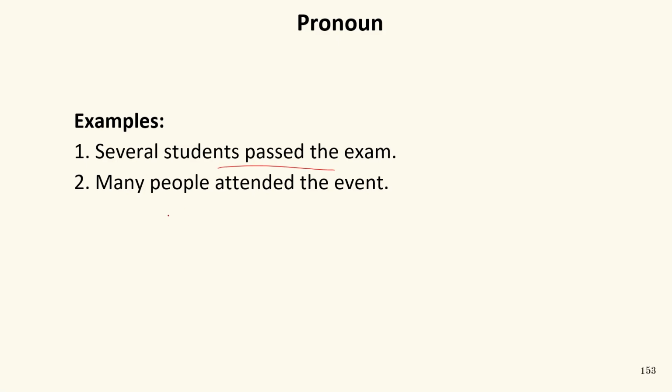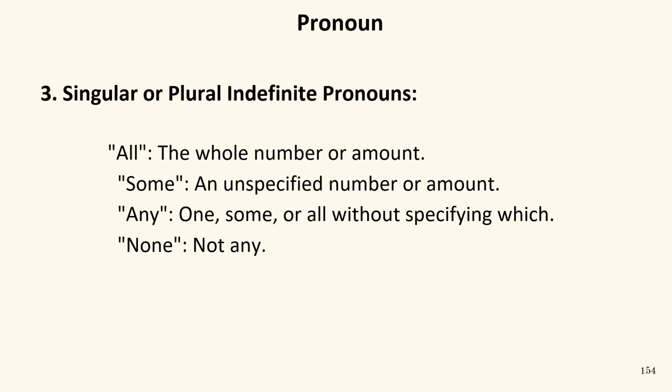Examples: several students passed the exam, many people attended the event. So several, how many we don't know, many, how many we don't know. So these are some indefinite adjectives as well. Now, singular or plural: words which can be used both in singular and plural form are all, some, any, none. How? If the word all is there, it is also the case for some and the others.